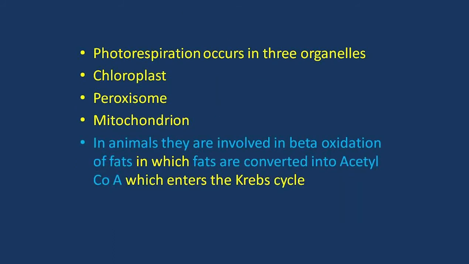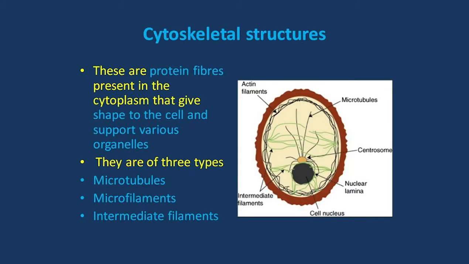Photorespiration occurs in three organelles: chloroplast, peroxisome, and mitochondrion. In animals, they are involved in beta oxidation of fats, in which fats are converted into acetyl-CoA, which enters the Krebs cycle. Now, let us look at the cytoskeletal structures. These are protein fibers present in the cytoplasm that give shape to the cell and support various organelles. They are of three types: microtubules, microfilaments, and intermediate filaments.